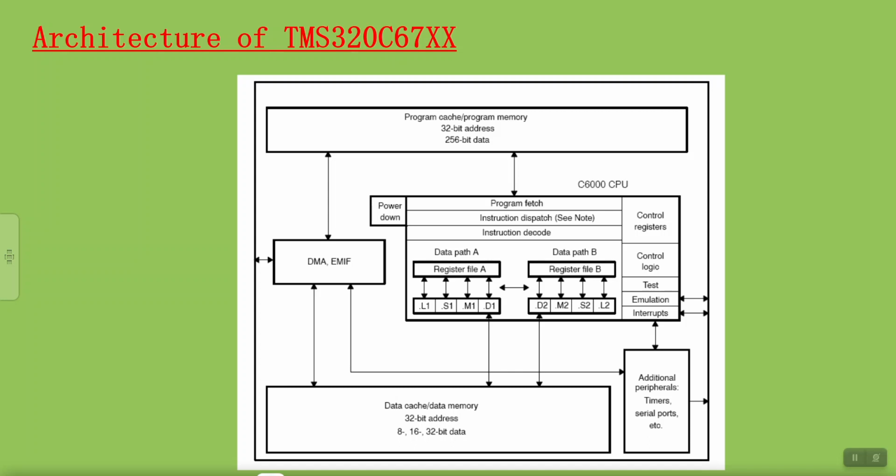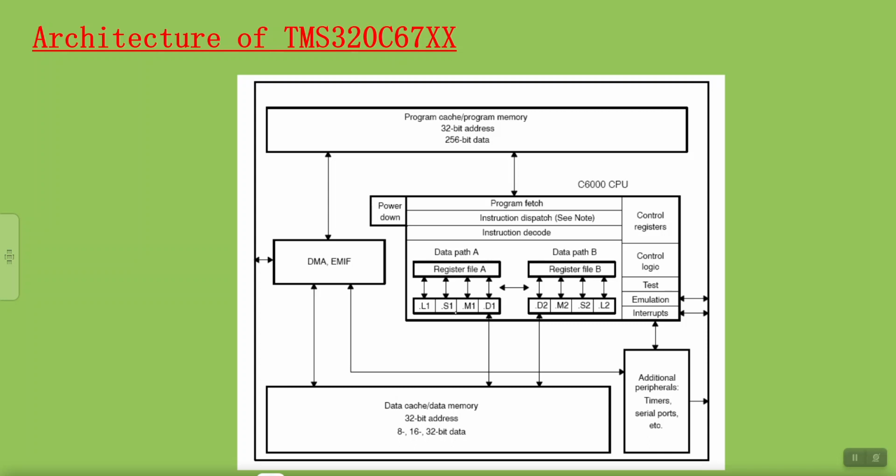So when we fetch, dispatch and decode the data as well as the programs, we have to process that data. To process that data, we have four functional units denoted by .L, .S, .M and .D for each register file. So register file A has .L1, .S1, .M1 and .D1. Similarly, register file B has .D2, .M2, .S2 and .L2.